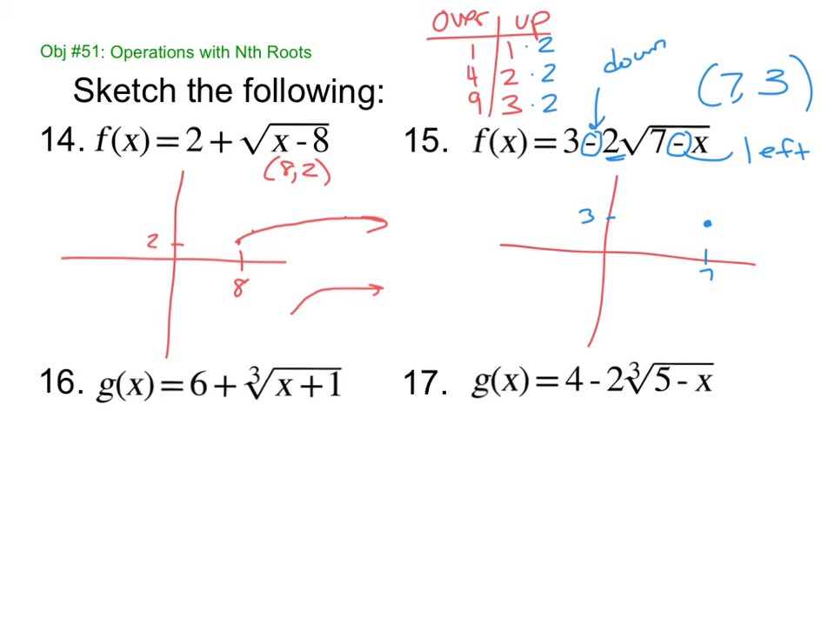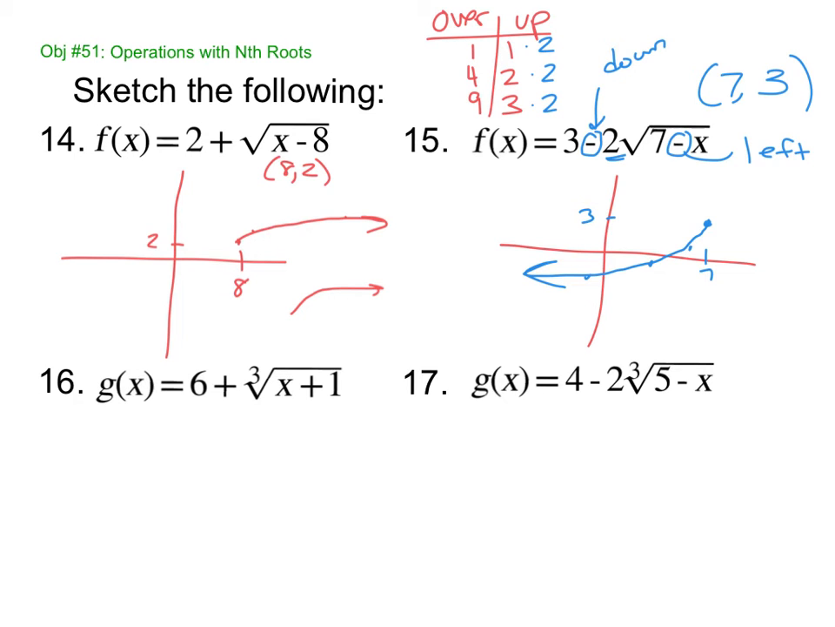But in this case, because it's a down, we're going to go over 1, down 2, back to my starting point, over 4, down 4, over 9, down 6. So the graph looks like this. It's upside down and going to the left, and it's slightly steeper than the other one because of that 2 that we have to multiply by.